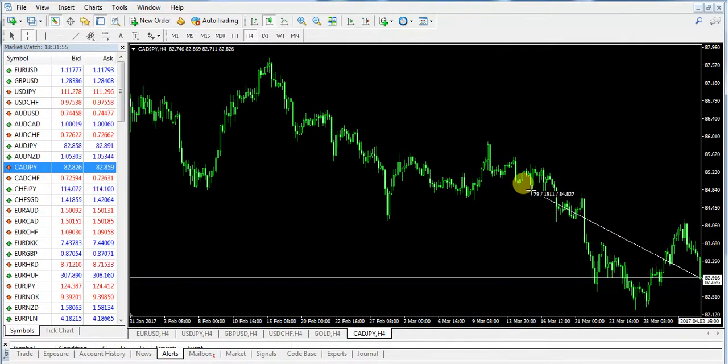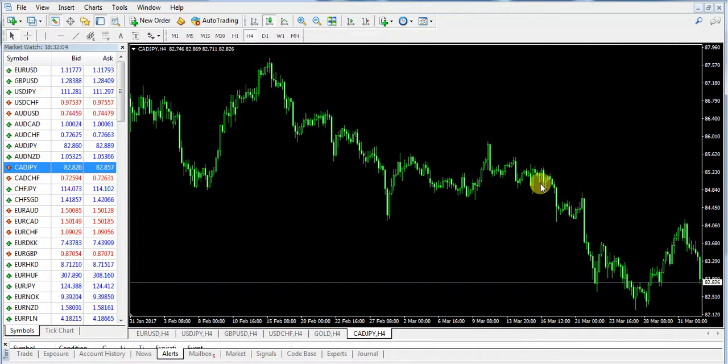Now we're going to find candle number 75 or thereabouts. All right? So there we have candle 75. We know that our last 75 periods started more or less over here.